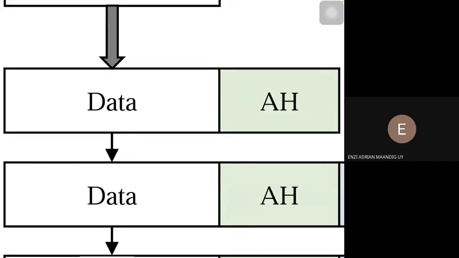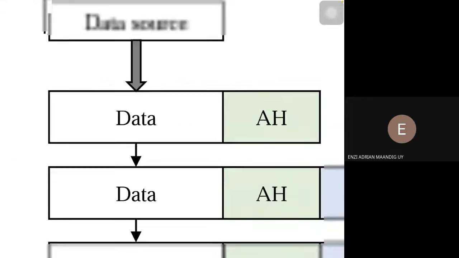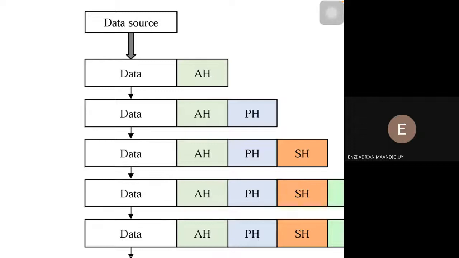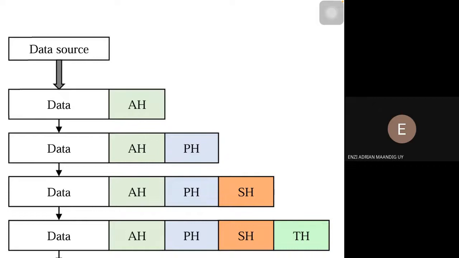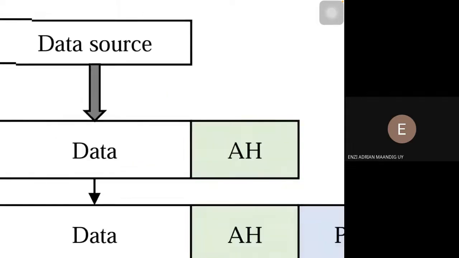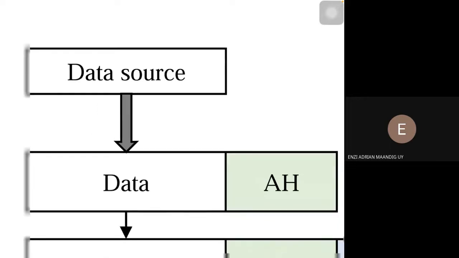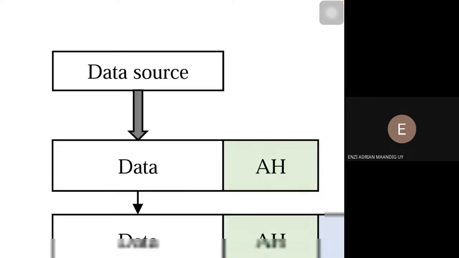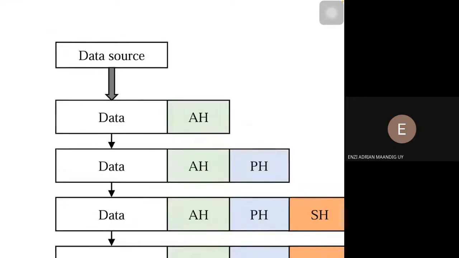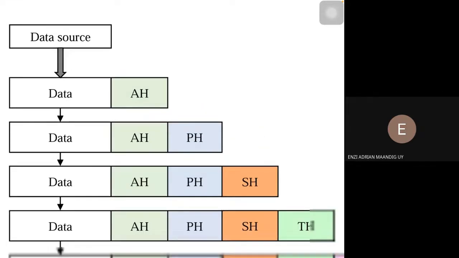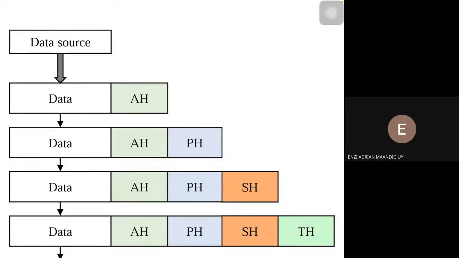When it reaches the transport, session and presentation layers, they also have their own data headers, especially if we're dealing with different types of data. The computer knows what kind of data it is depending on the headers added in the other layers, session or transport. If it is a JPEG, it has a different header. If it is a video, an MP4, it has a different header too.